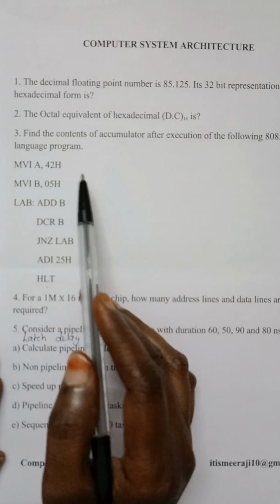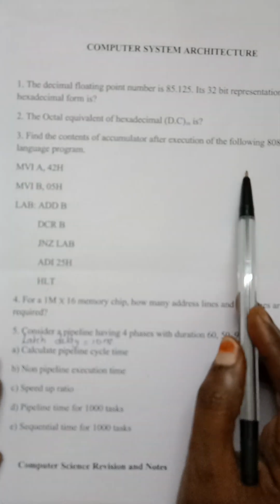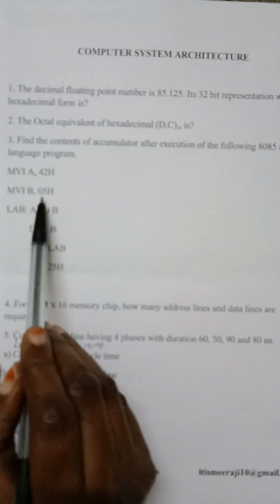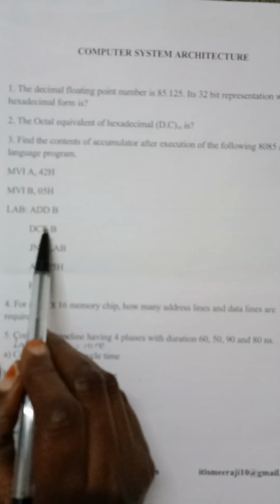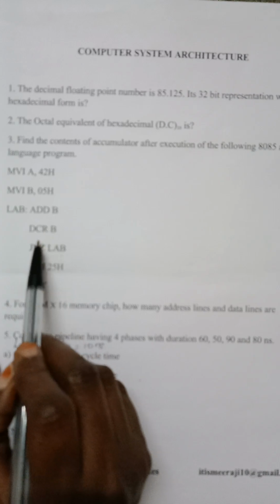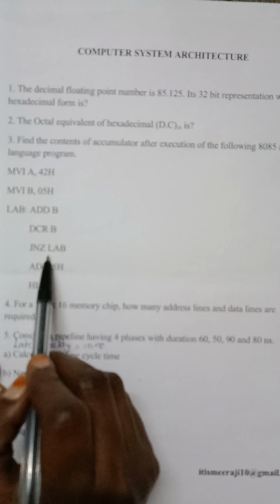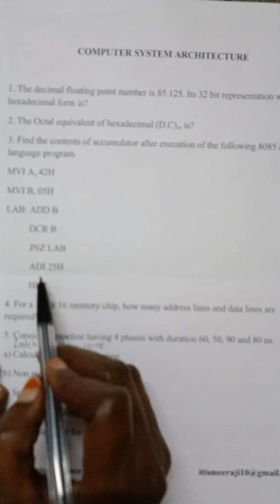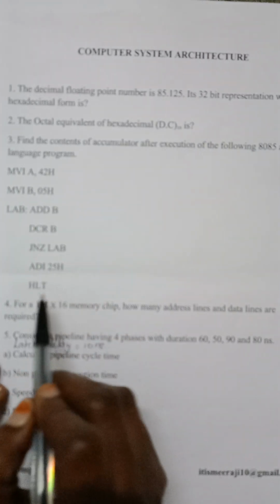Find the contents of the accumulator after execution of the following 8085 assembly language program. Move immediate A 42H, move immediate B 05H, then we have a label, add B, decrement B, then jump if not zero (JNZ) to the label. Then add immediate 25H and halt. So we will try to solve this problem.